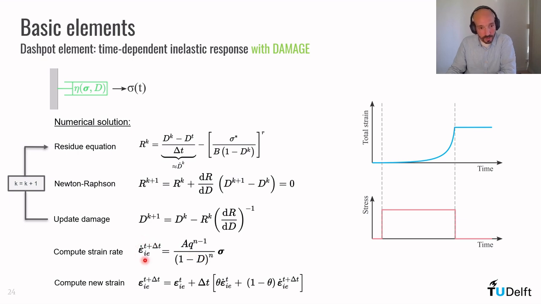When we know the strain rate for the damage element, we can compute the strain at time t plus delta t just as before, choosing one of the integration methods that we like: explicit, full implicit, or Crank-Nicolson, because now we know how to compute the strain rates at the current time level and previous time level. Okay, so this is how we solve this model for this dashpot.